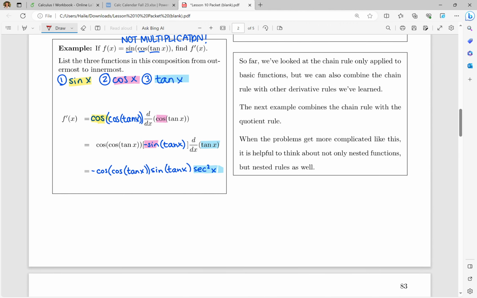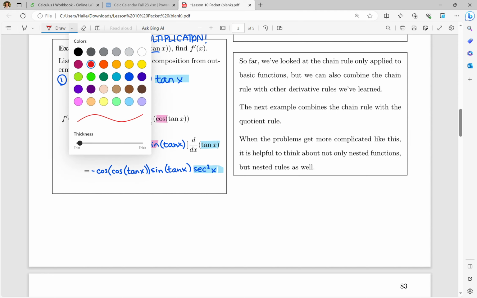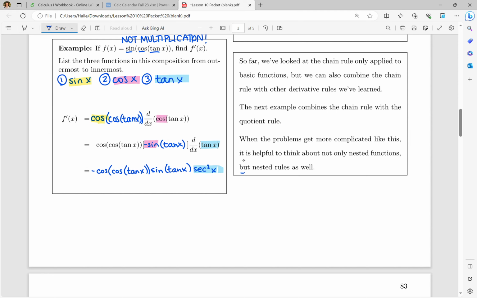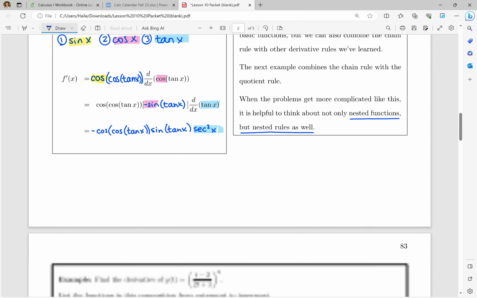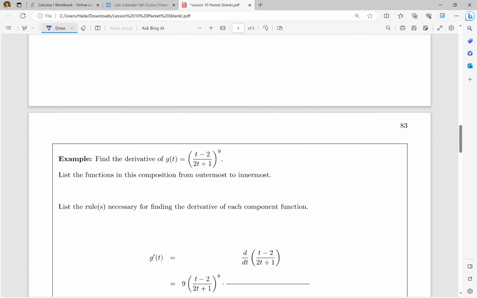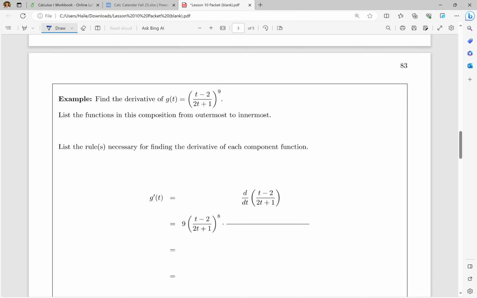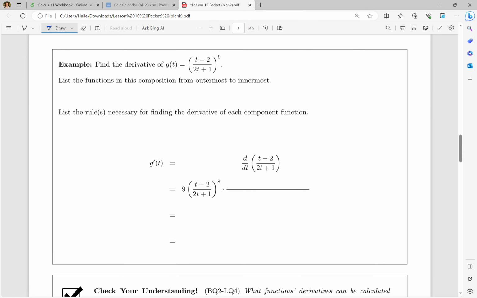And so when the problems get more complicated like this, we've been writing out all the functions that are nested together, but it also helps a lot to think about what's going to be your strategy for doing the derivatives of those nested functions. Okay, so we kind of want to think about nesting the rules as well as nesting the functions, all kind of hodgepodge together, sort of. Okay, so let's look at this example. So we have find the derivative of g of t is equal to t minus 2 over 2t plus 1 all raised to the 9th power.